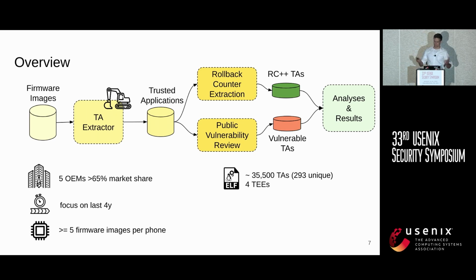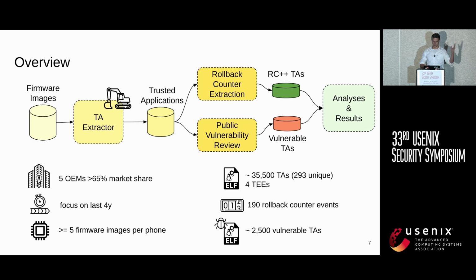Then we created parsing logic to understand the header metadata, including the rollback counters. We saw in total over all of these trusted applications 190 rollback counter change events. We also surveyed basically all the vulnerabilities that are publicly known in trusted applications to find a data set containing vulnerable trusted applications. We ended up with about 2,500.